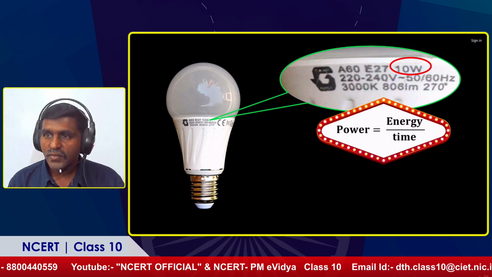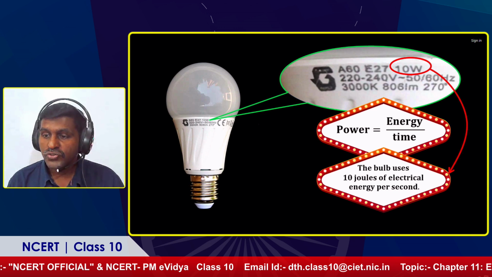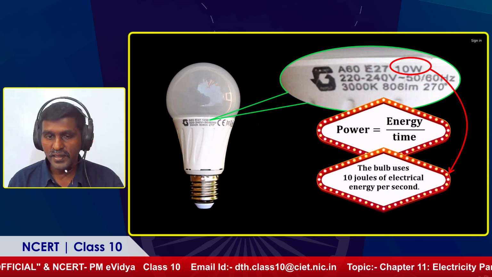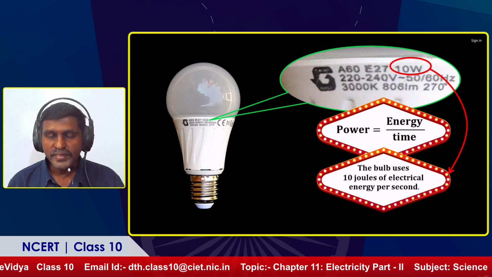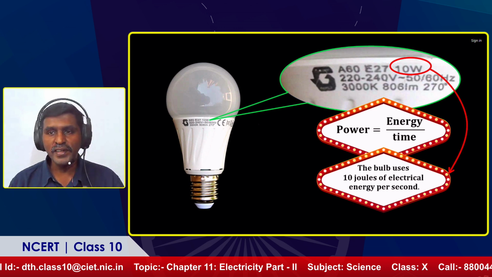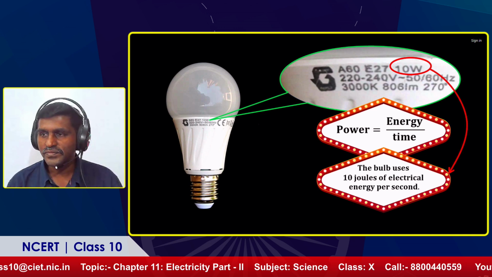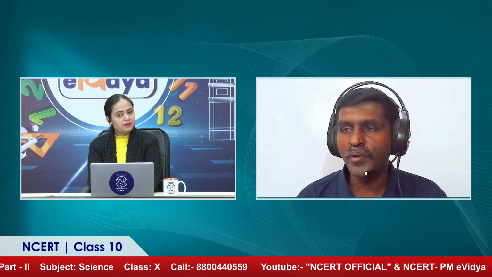Okay. So here what does 10 watts mean? The bulb uses 10 joules of electrical energy per second. That means if you supply 10 joules of energy per second continuously, the bulb glows continuously. That is the meaning of 10 watts. Okay. And joules is the SI unit for energy, sir? Yes. Joules is the SI unit of energy, and watt is the SI unit of power.